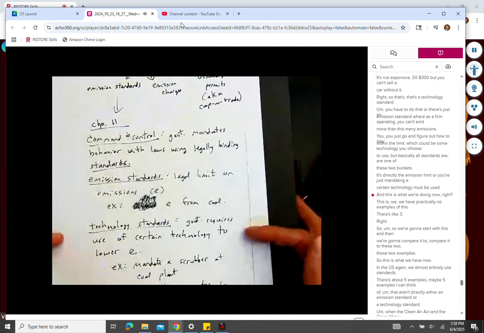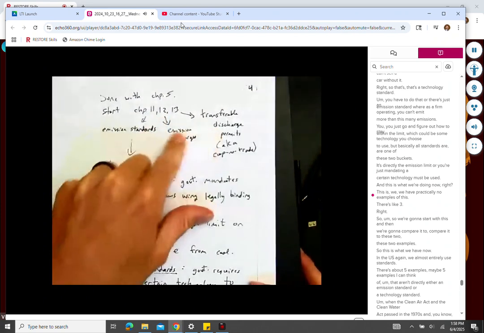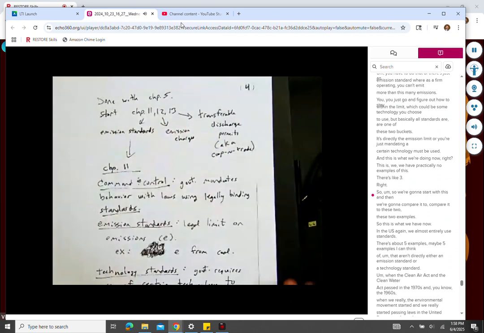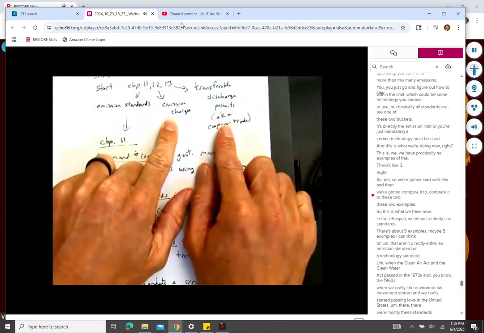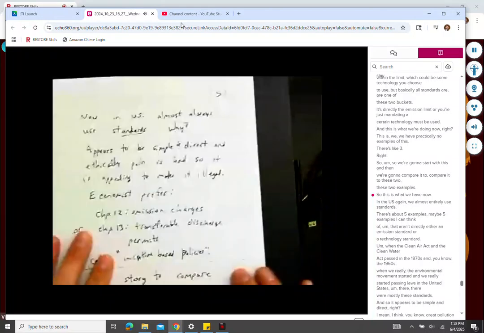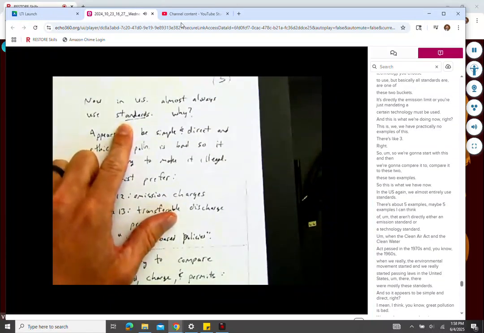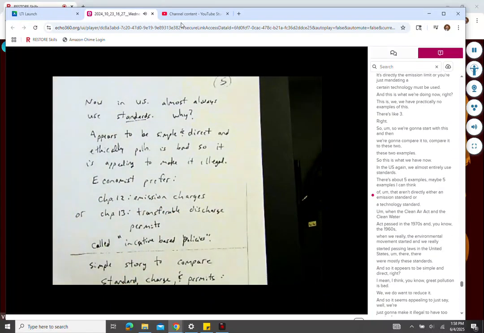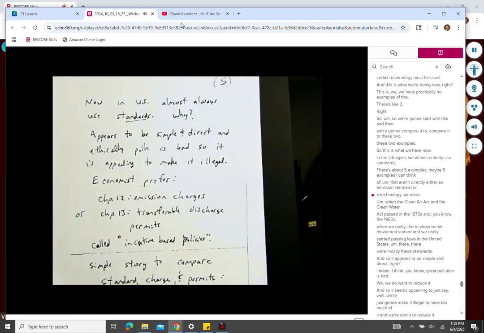And this is what we're doing now. We have practically no examples of this. There's like 3. So we're going to start with this, and then we're going to compare it to these two examples. So this is what we have now. In the U.S., again, we almost entirely use standards. There's about 5 examples I can think of that aren't directly either an emission standard or a technology standard.